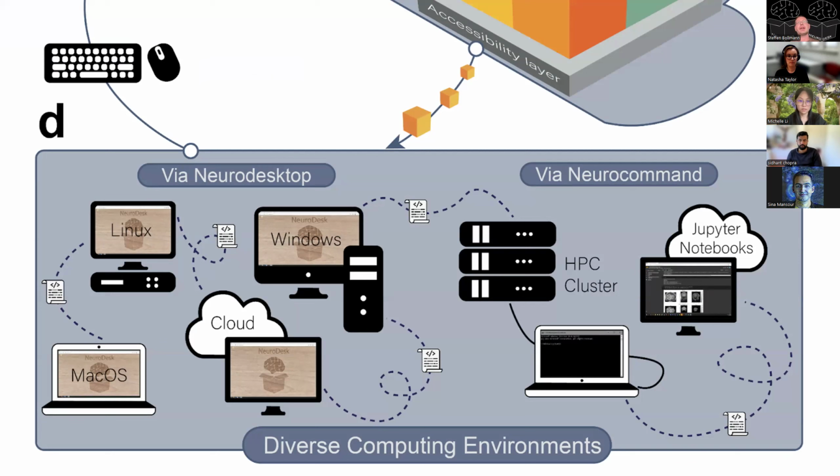We first have an interactive desktop, which we call Neurodesktop. This is a browser-accessible virtual desktop that runs on Linux, Windows, Mac, cloud. And then we have a command line interface that we call NeuroCommand. This is great for high-performance computing clusters where you don't have a desktop. And it's also great for Jupyter notebooks where you also don't have a desktop, or just simply your command line.